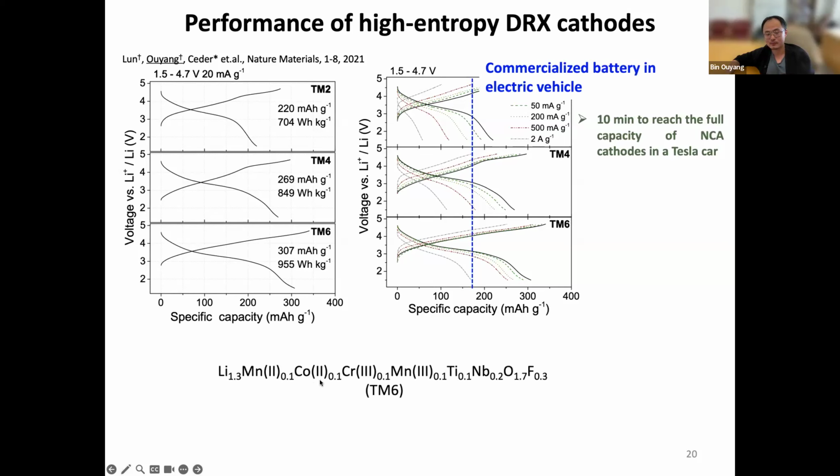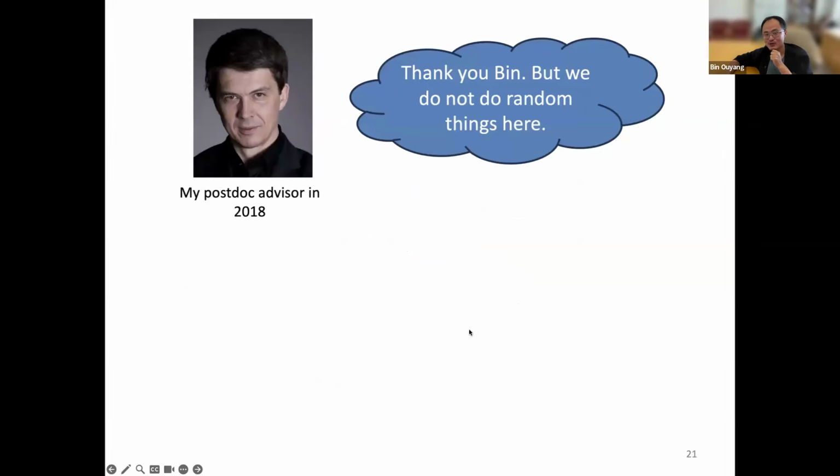Okay, so it has 5% of cobalt. We didn't get rid of cobalt yet, but we're working on that. But the rest of the elements are just cheap metals. We do not have any nickel here. And we minimize the cobalt to be 5% because we still need to put some elements. We only have so much metals in the periodic table. That's another issue. So this is actually the end of the cathode part.